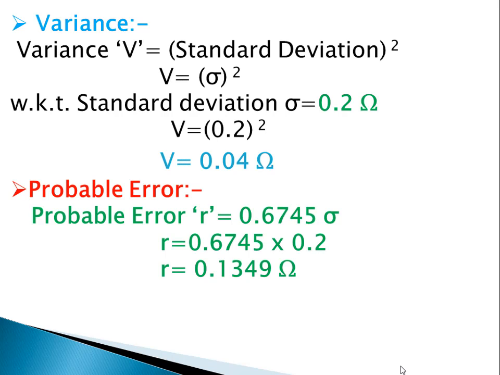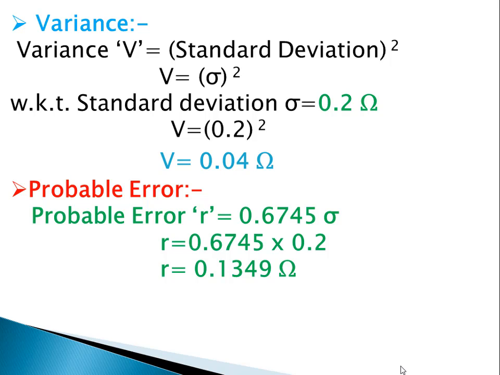Next term, that is variance. Here we know that variance capital V is equal to standard deviation whole square. Standard deviation is denoted as sigma, so that equation becomes V is equal to sigma square. We know that standard deviation sigma is equal to 0.2 ohm. So substitute the value of sigma and variance V becomes V is equal to 0.2 whole square. So that V is equal to 0.04 ohm.